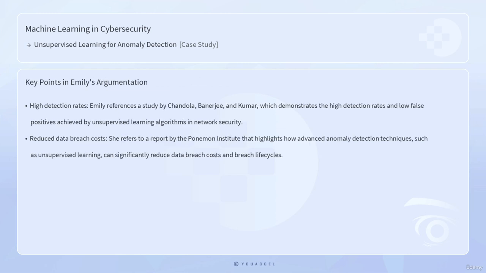To support her arguments, Emily references a study by Chandola, Banerjee, and Kumar, which demonstrates the high detection rates and low false positives achieved by unsupervised learning algorithms in network security. Additionally, she refers to a report by the Ponemon Institute that highlights how advanced anomaly detection techniques, such as unsupervised learning, can significantly reduce data breach costs and breach life cycles.